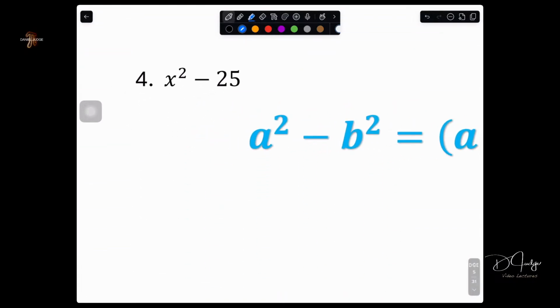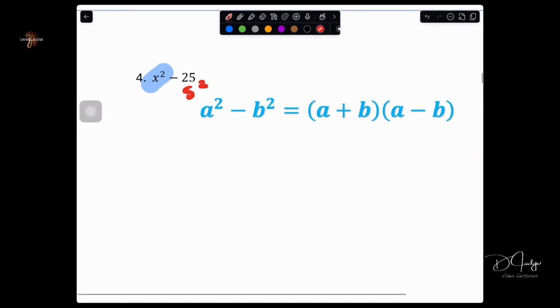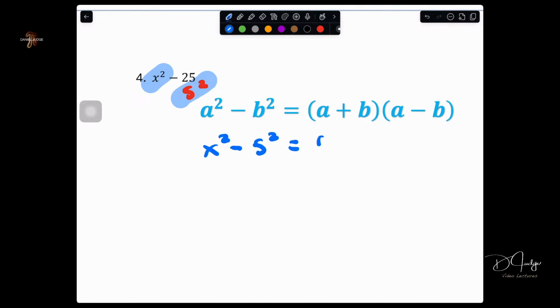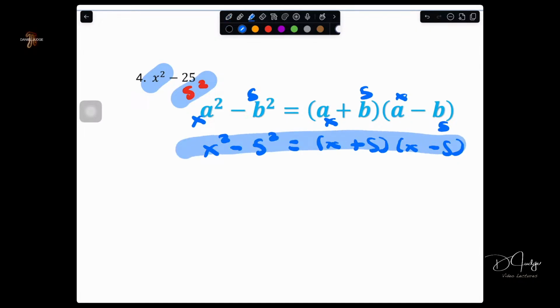x squared minus 25. Well, again, we see that we have a perfect square being x squared and 25 being 5 squared. So we get x squared minus 5 squared becomes x plus 5 and x minus 5. Just plug in those values here. x, 5, x, 5. You have factored again the difference of perfect squares.